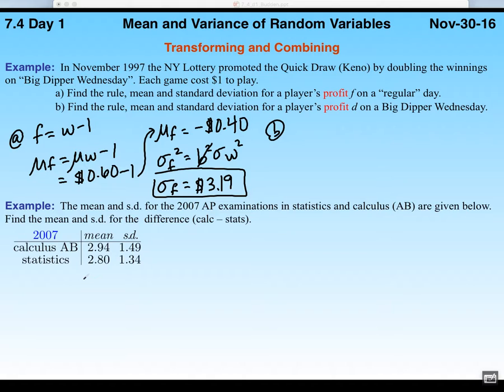Big difference whether you double the process. So you still pay $1, so it's still minus 1, but it's going to be 2.